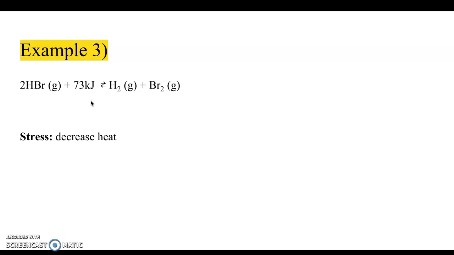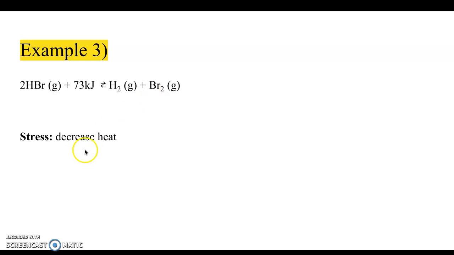Another reminder, we have heat on the reactant side of the equation. This means this is an endothermic reaction. Heat is being added to our reactant, endothermic. If it was exothermic, it would be listed as a product on the other side.